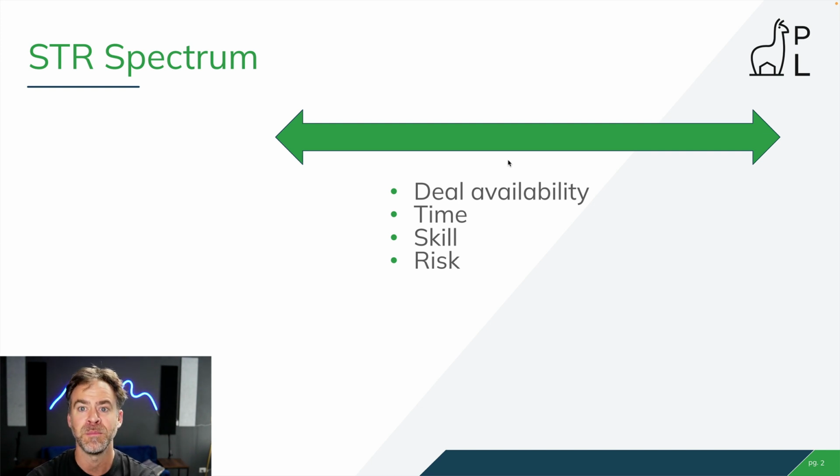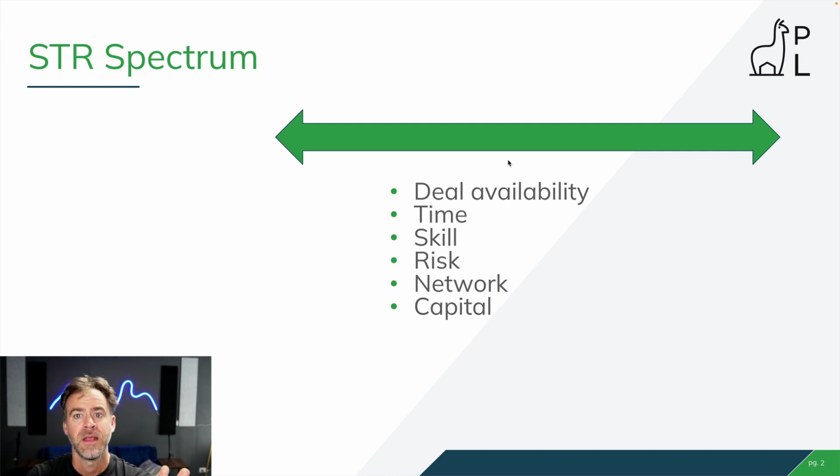So I call the risk medium on here. You always want to make sure you have a plan B with a short-term rental in case rules or regulations change or anything like that. What is your plan B? It might be a medium-term rental or a long-term rental. Network, again, you don't need a huge network for this because there's a lot of resources and professional services available. Capital. Short-term rentals are generally capital intensive.